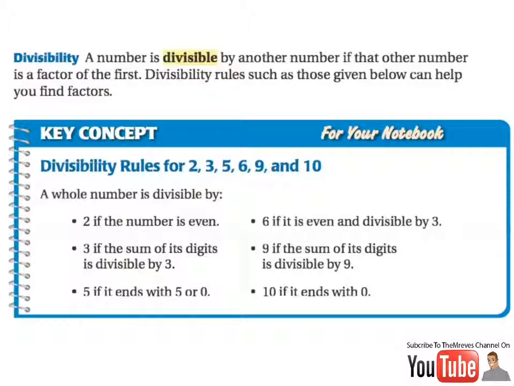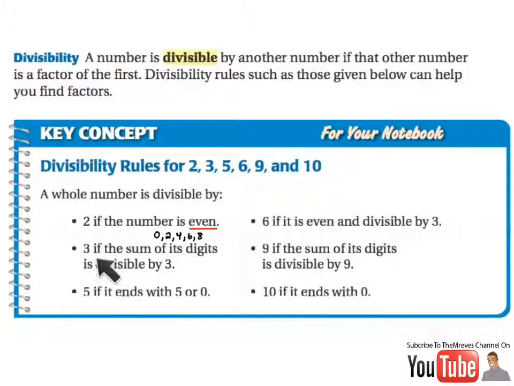Now it says a whole number is divisible by 2 if the number is even. So our key word is even. Now let's just do a quick reminder of an even number. If it ends in a 0, 2, 4, 6, or an 8, that is an even. So that's really simple. So if it ends in any of those digits, then it is even.